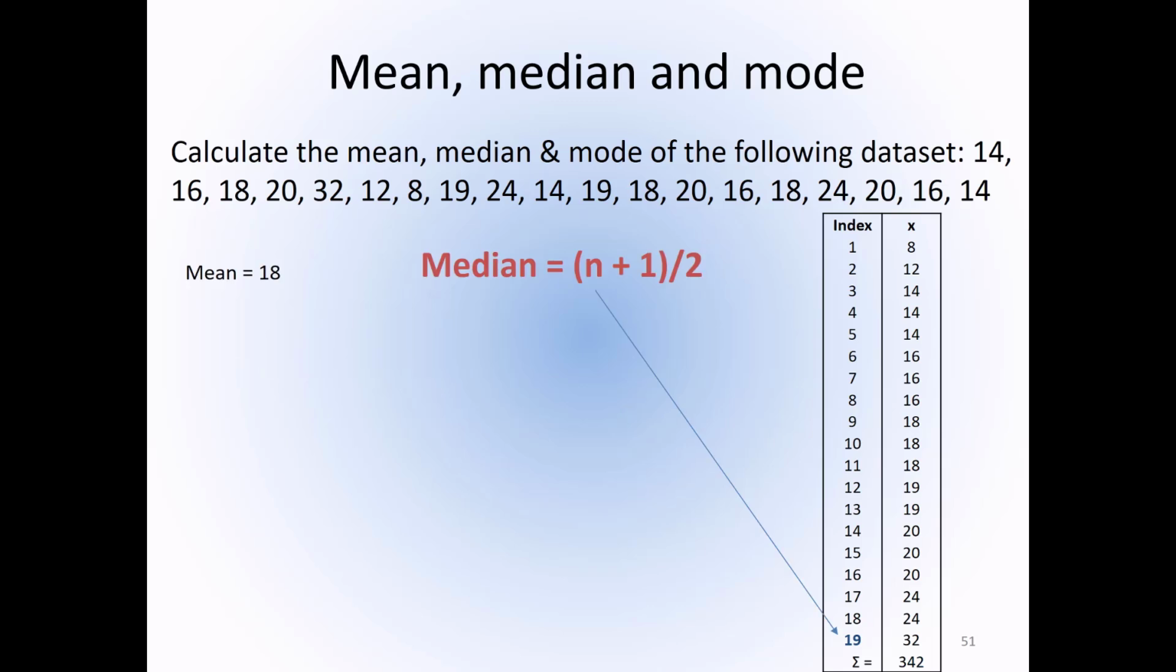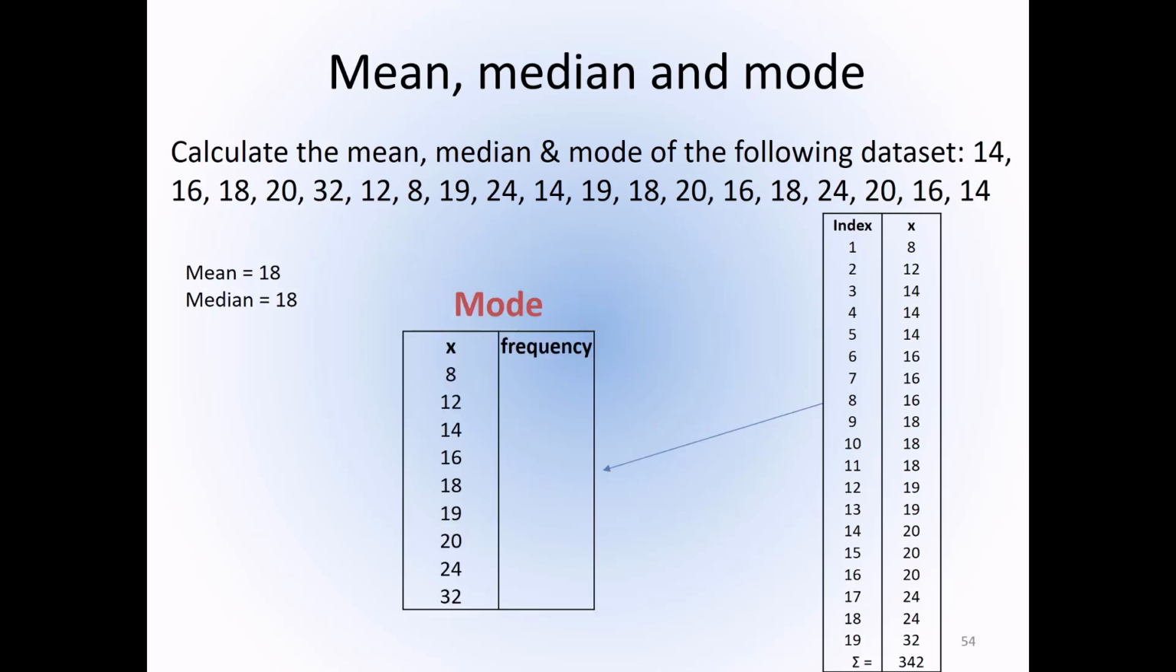To calculate the median, we take our total number of observations and put that in for n. In this particular case, our median observation will be the 10th observation, and the value of that 10th observation is 18. Again, the median is not the observation number, but the value of that particular observation. So the median and the mean in this particular data set are the same.